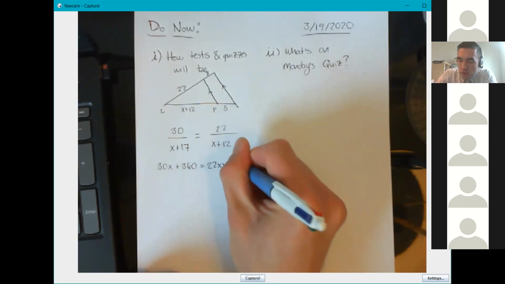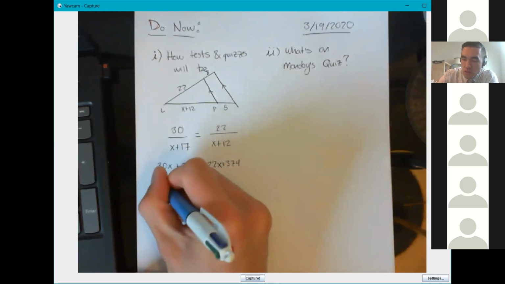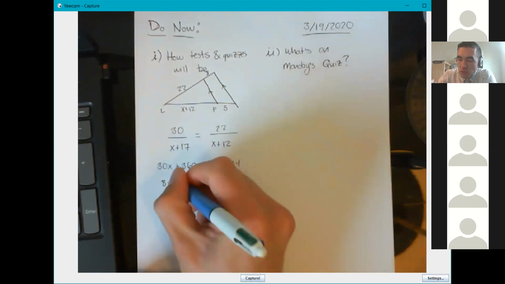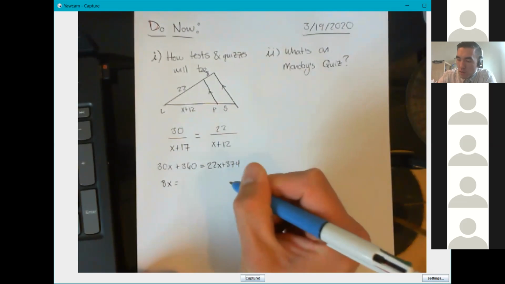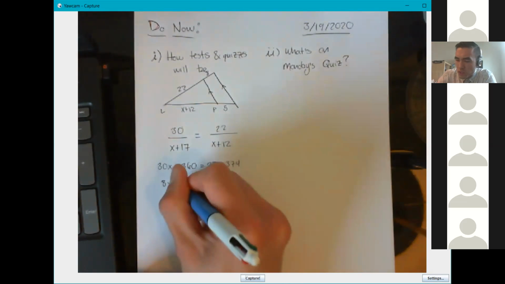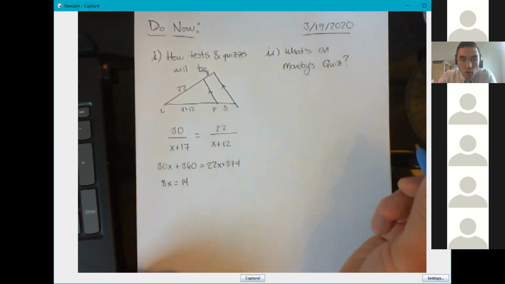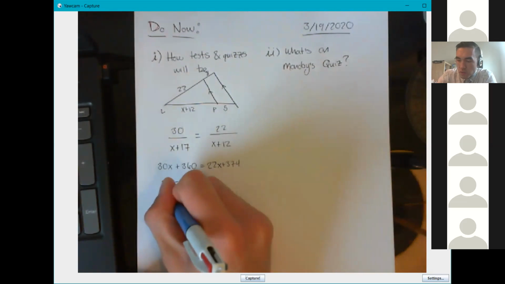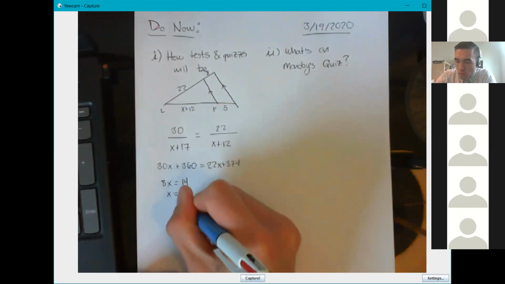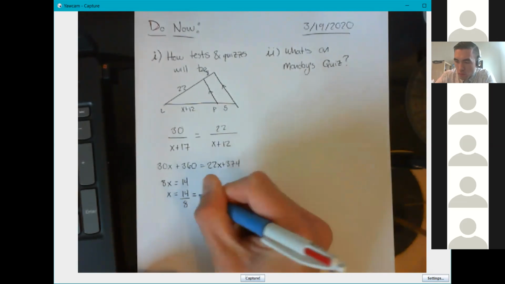And then I'll subtract 22x from each side. That gives me 8x over here on the left. I'll subtract 360 from each side, and so that gives me 14 on the right. And so I solve for x, and x is equal to 14 over 8, or 1 3/4. Yeah, I did this a completely different way, but I somehow got it.